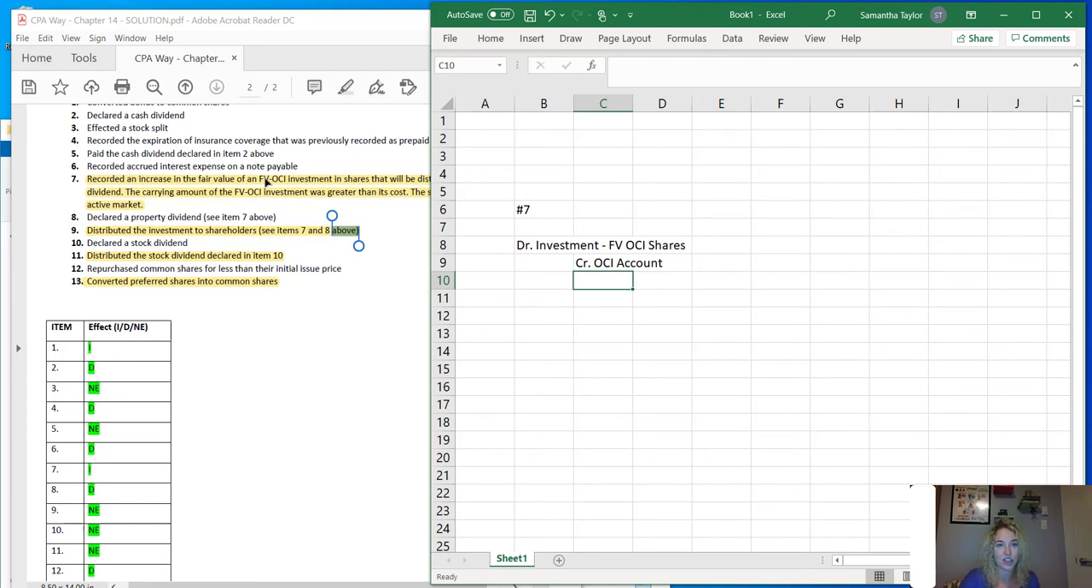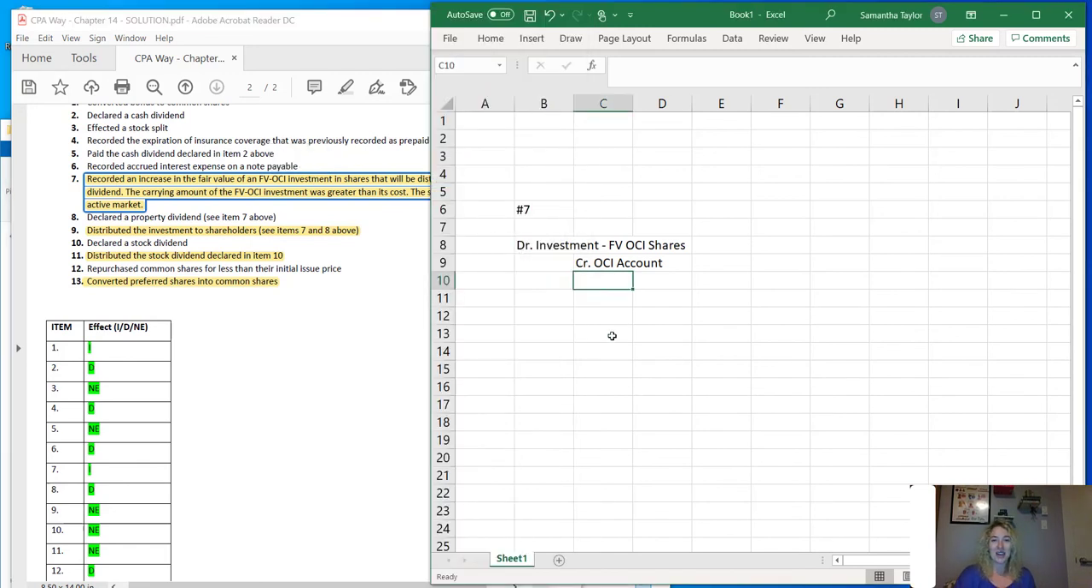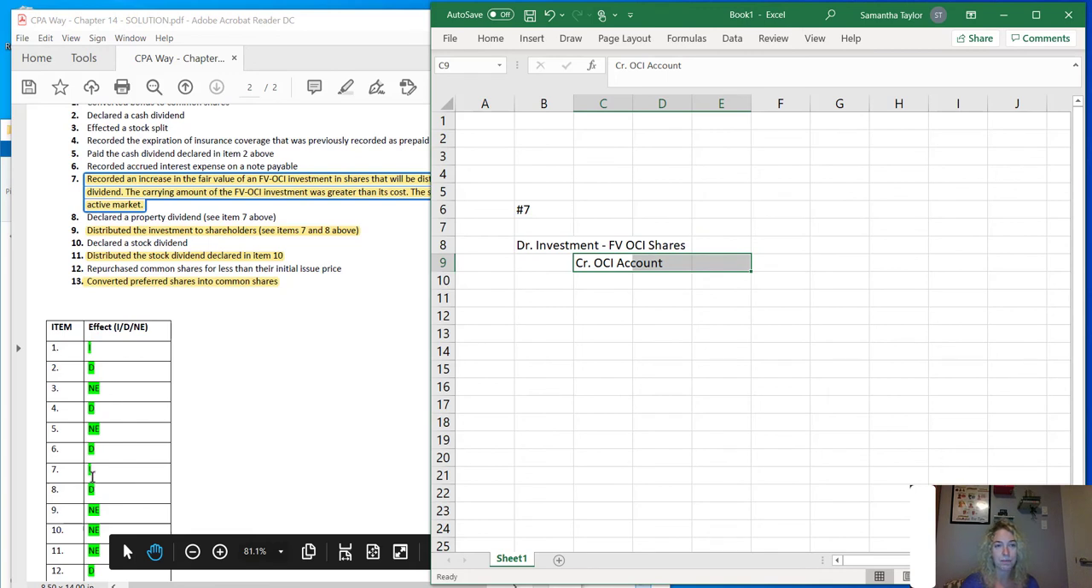What is the initial entry for these shares that will be distributed in the future? So I think a few people may have gotten tripped up with the wording a little bit. So this is an asset account. This is an equity account. When we credit an equity account, that increases the equity account. And that is why 7 here is an I for increase.